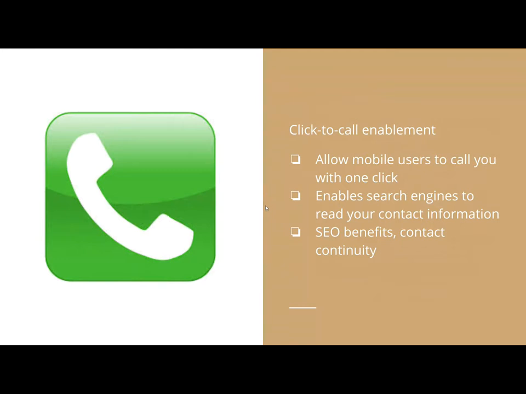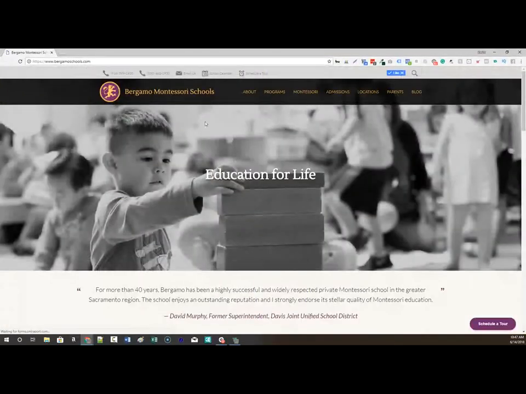Perfect. Click to call enablement. Now this gets just a tad bit technical, but it's really worth talking about. If we go to Bergamo's site, you'll notice that Matt, you've got two phone numbers here in the header. And what's cool about both of them is if you're visiting from a mobile device specifically, you can just press this with your thumb and it'll call you, right? It queries the phone's onboard calling tool.